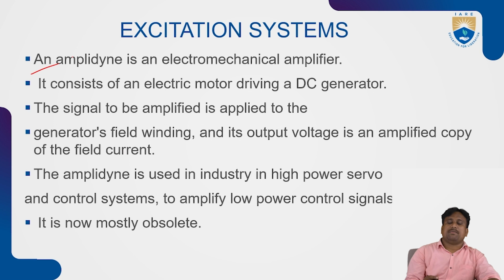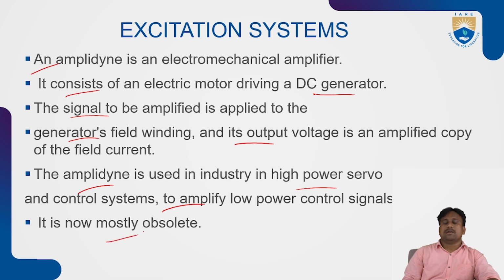Here, amplitude means it is an electromechanical amplifier. It contains an electric motor driving a DC generator. The signal to be amplified is applied to the generator's field line. That means its output voltage is an amplified copy of the field current. Amplitude is used in industry in high power servo and control systems. That means these are used to amplify low power control signals. It is now almost obsolete in nature.